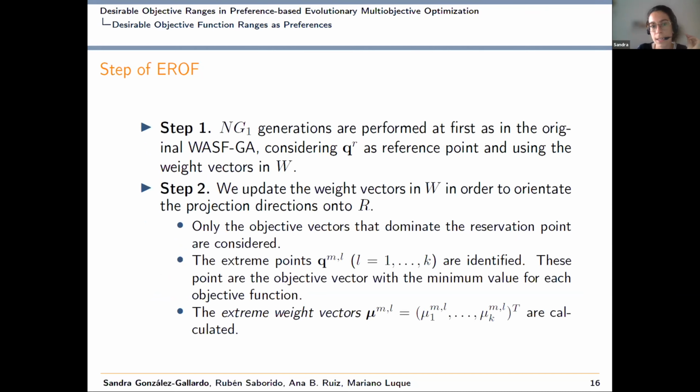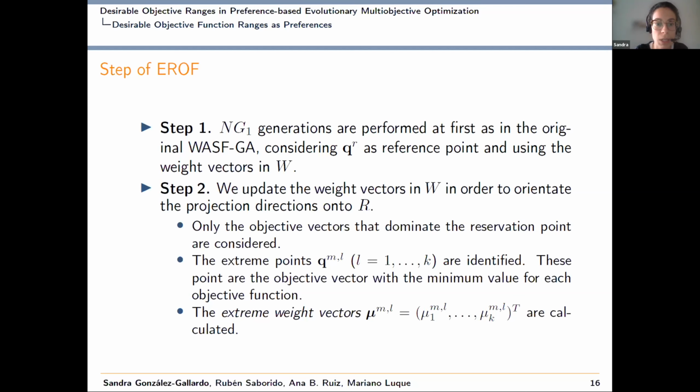EROF in the first ng sub 1 generations performs as in the original WASGA, considering the reservation point as reference point and using the original weight vector. Then, when we obtain an approximation to the ROI associated with the reservation point, the algorithm updates the weight vector in order to orient the projection direction onto the region of interest.